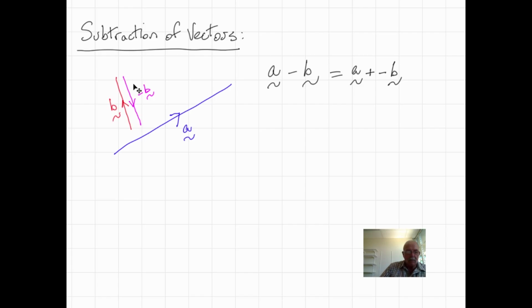And so when we want to add negative B, we simply do the head to tail method as we've done before, and we add the negative of the vector. Vector B is going up this way, so negative vector B will be going in the opposite direction. We've just moved them to line up head to tail. That gives us a resultant, starting at the start of A and finishing at the end of negative B.